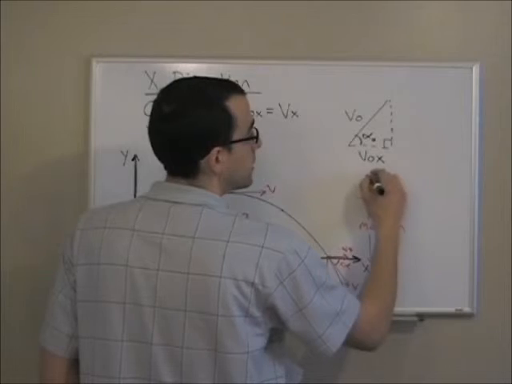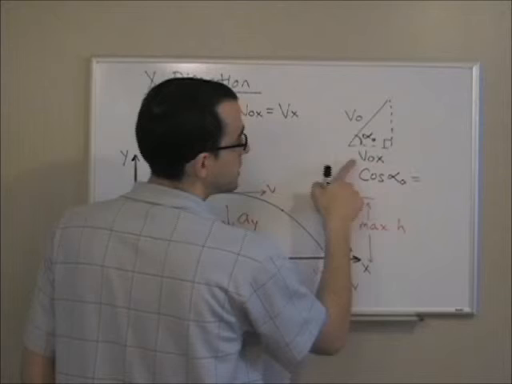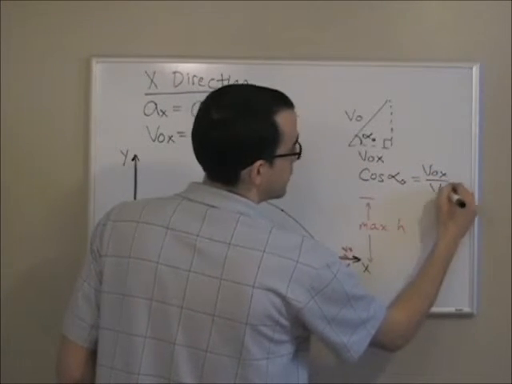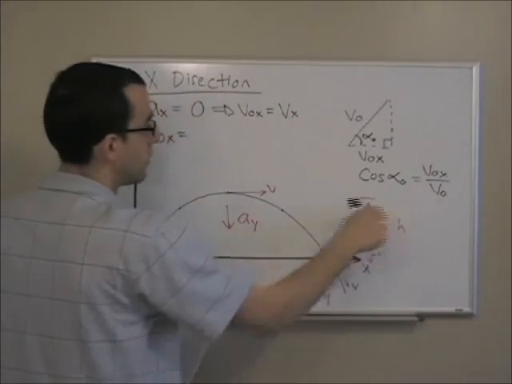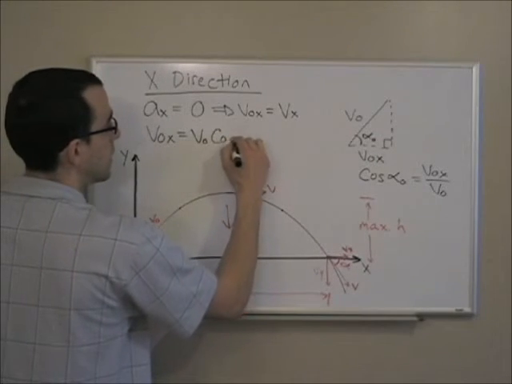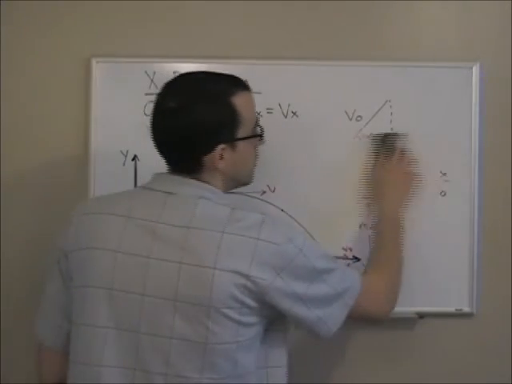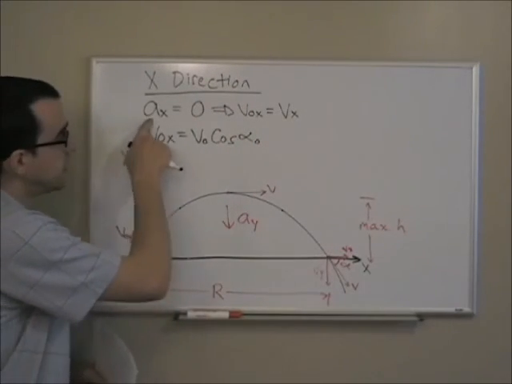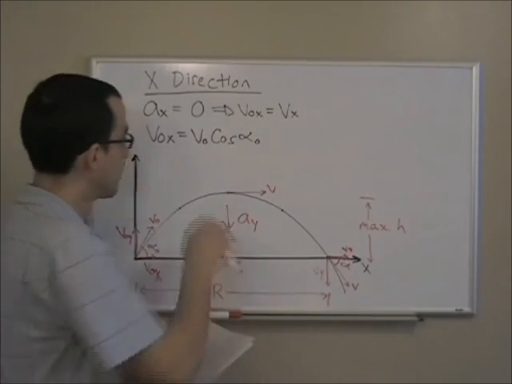And so if you remember that the cosine of this angle, alpha naught, is just equal to the adjacent side, which is v naught x, divided by the hypotenuse, which is v naught here. And if we solve for v naught x here, we get that v naught x is equal to v naught times the cosine of alpha naught. So that's an important relationship. Both of these, the fact that a sub x is 0 and v naught x is equal to v naught cosine alpha naught. So we're going to use these later on.